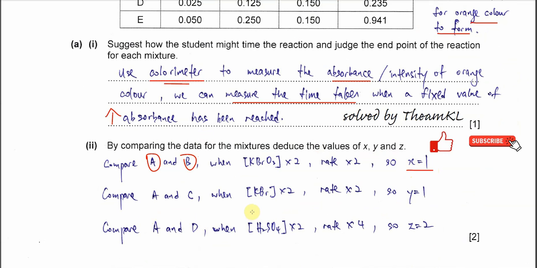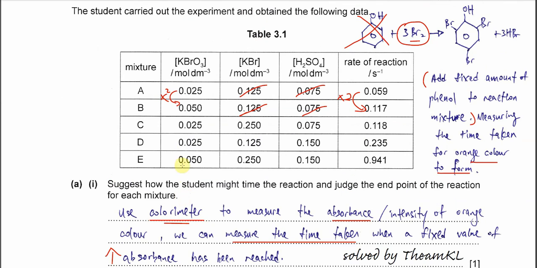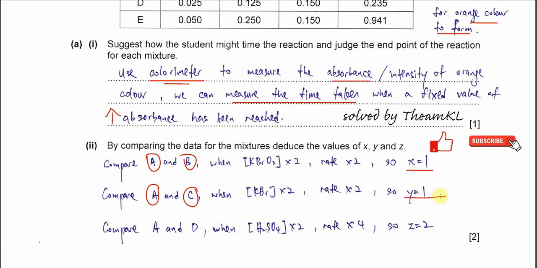To get the order for the second reactant, the KBr, we compare A and C. A and C is this. This one is removed. So when this concentration doubles and the rate also doubles, therefore we know that the order for this KBr is also first order. So Y is equal to 1.